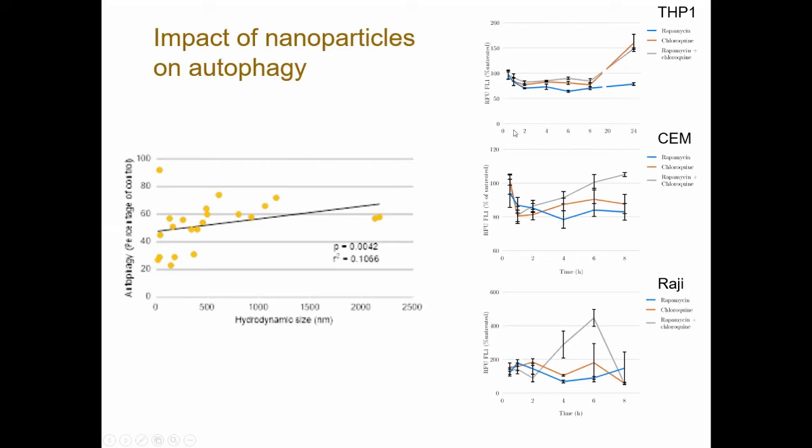And what we found was that the time of exposure was significantly related to the impact on autophagy that we saw. So in this example, we saw the greatest impact on autophagy with the small molecule controls that we would expect in the THP1s at 24 hours. Whereas within the CEMs, it was 8 hours. And in the RAGEs, we actually saw that at 6 hours. So the exposure time was particularly important as well.